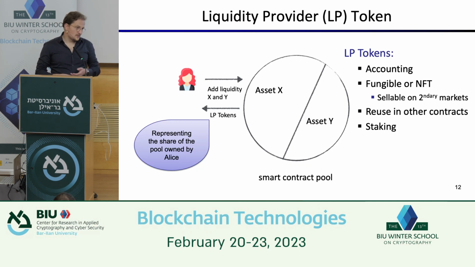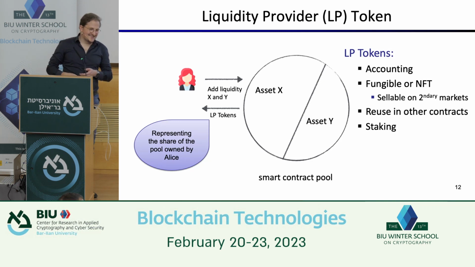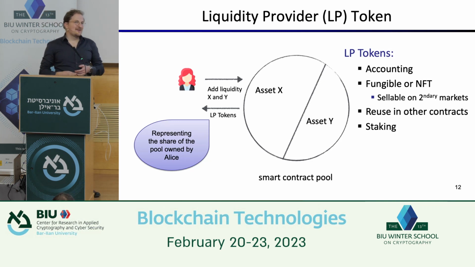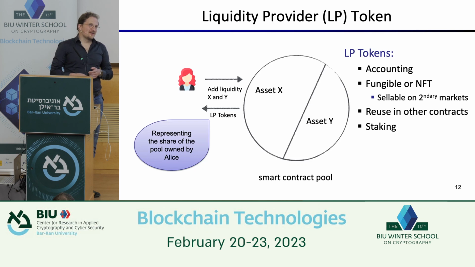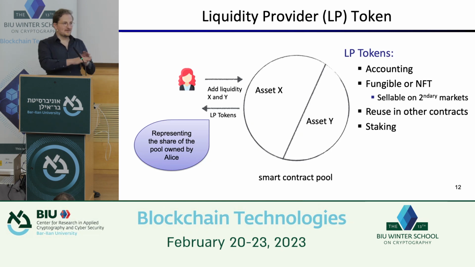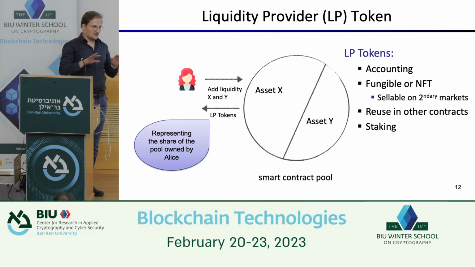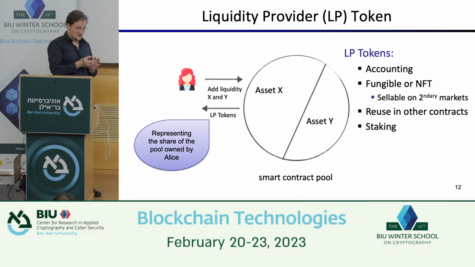And she'll get back the exact same amount of X and Y she put in? That depends. So, if we assume that Alice does an add liquidity operation, nothing else is done on the exchange, no swaps, nothing, and then she withdraws, she will get back exactly the same. Right? If in the meantime people swap assets with the pool, or for example, do arbitrage because the price changes on external markets, then this distribution will change.